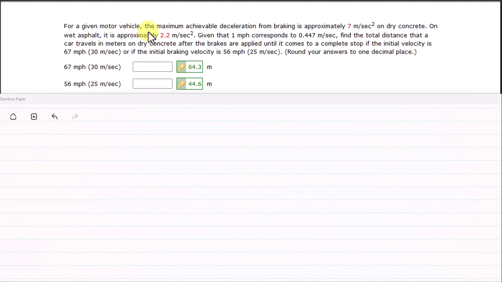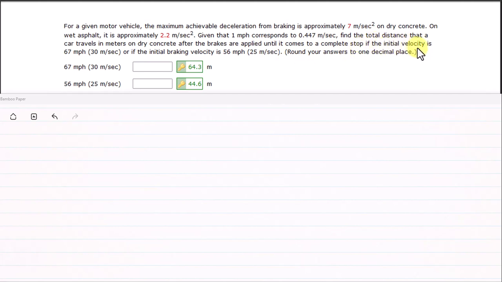For a given motor vehicle, the maximum achievable deceleration from braking is approximately 7 meters per second squared on dry concrete, and on wet asphalt it is approximately 2.2 meters per second squared. Given that 1 mile per hour corresponds to 0.447 meter per second, find the total distance that a car travels in meters on dry concrete after the brakes are applied until it comes to a complete stop.